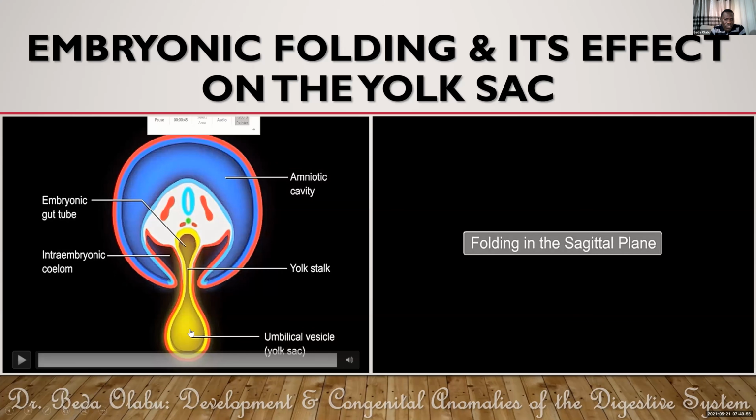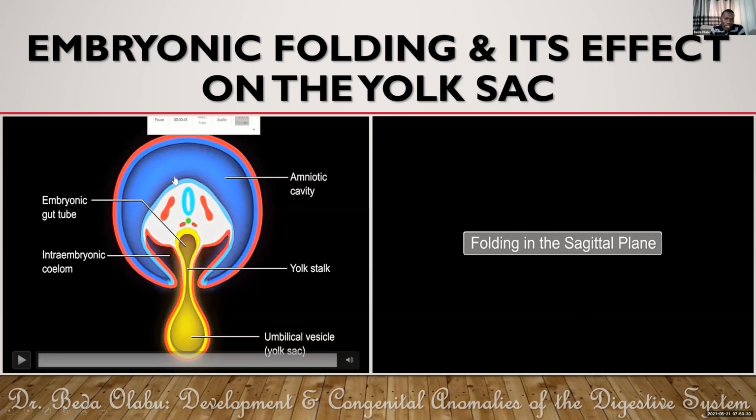The ventral part of the yolk sac, this one, is not incorporated into the embryo. This part is going to disappear. It will involute. At this point, it has not yet involuted. And as we can see, it has a connection with the embryonic gut tube. The connection between the yolk sac outside and the embryonic gut tube is called the yolk stalk, or commonly called the vitelline duct. So this is the vitelline duct.